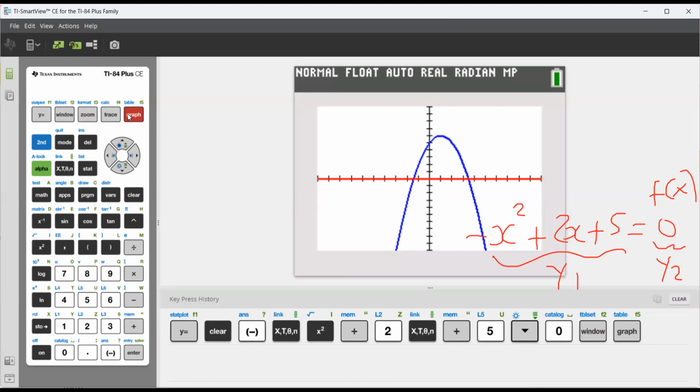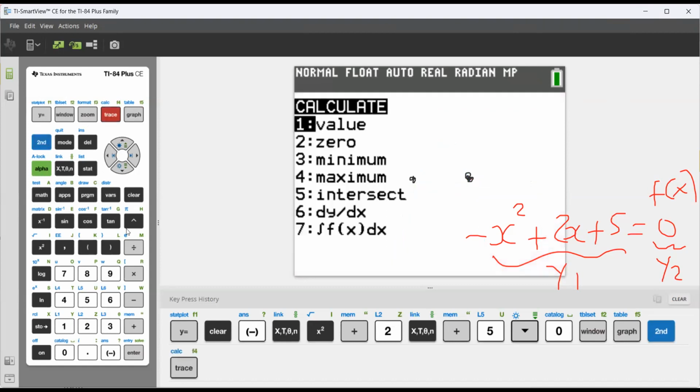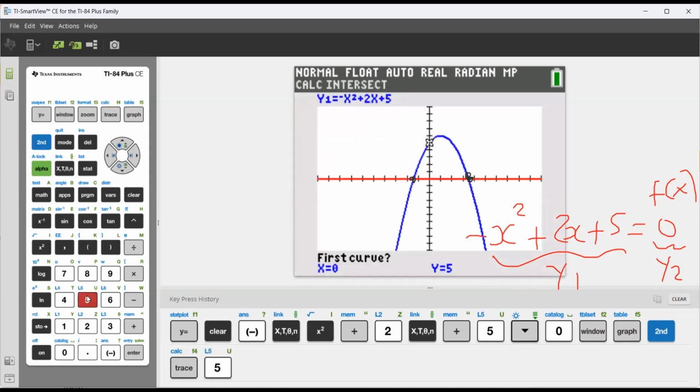But I know that this point here is going to be my x-intercept, this and then that. I mean my x-intercept, sorry. But how do I find it? So you go second, calculate, and second trace. You hit second and then trace. It's got calculate on top, so it's telling you that you want to calculate. Then you scroll down to 5, or you hit on 5. Now you see that the cursor is here.